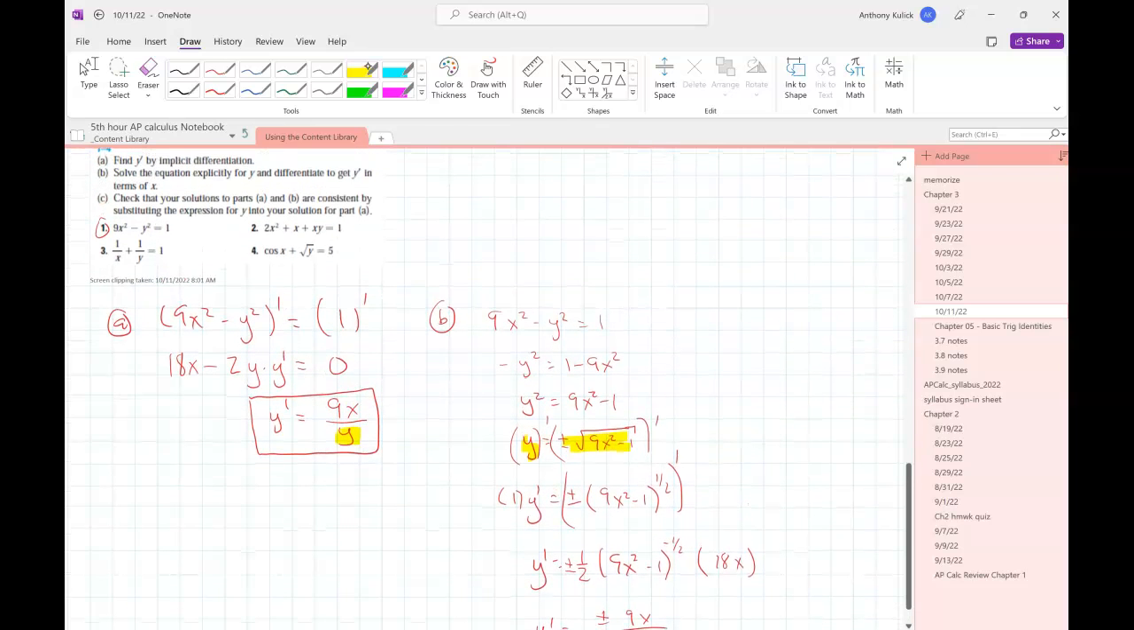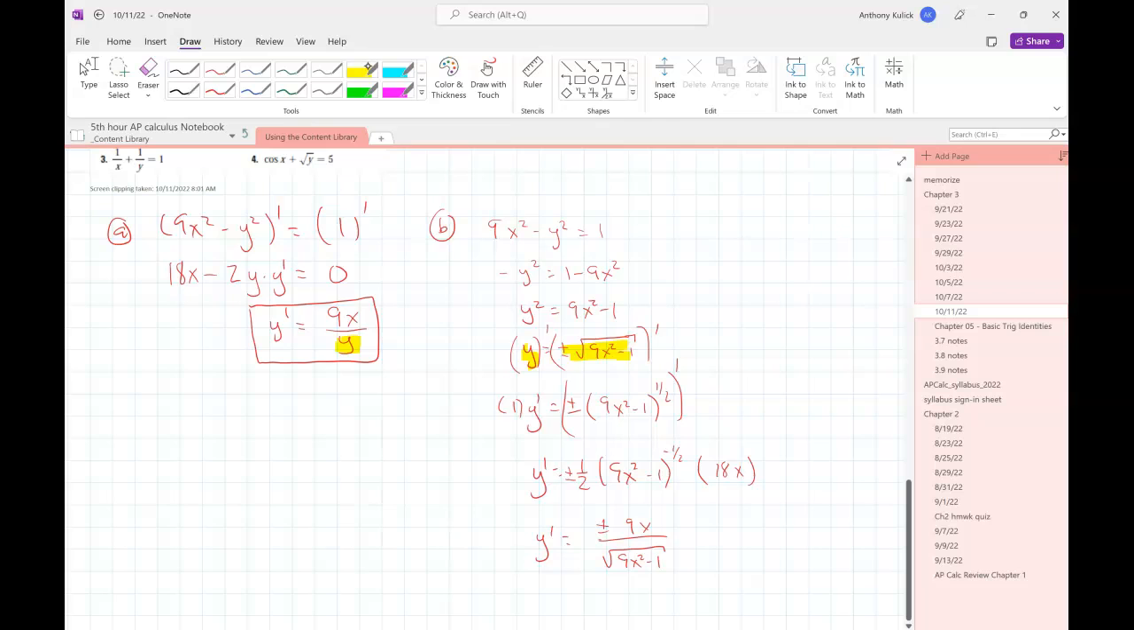Part C says, check the solutions for part A and B are consistent by substituting. Okay, so that's what we just did. So I subtracted 18x over and then divided by negative 2y. Are you talking about that? No, I'm sorry. 18 times a half. Oh, okay. That's for the 9.